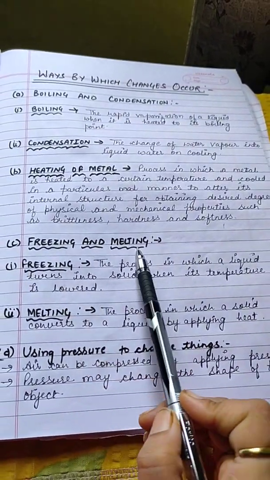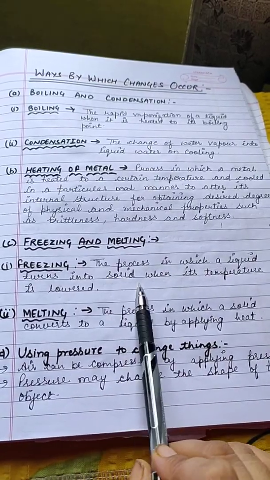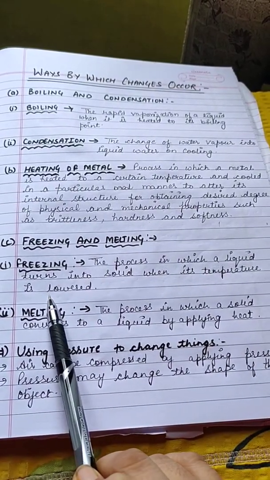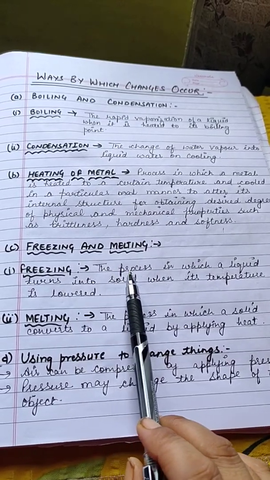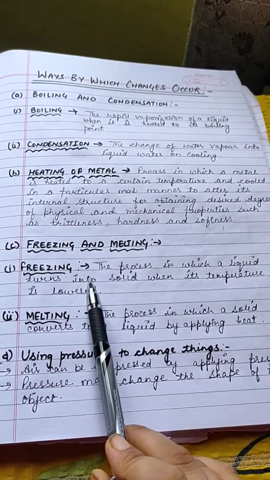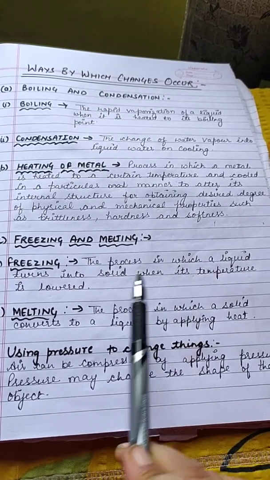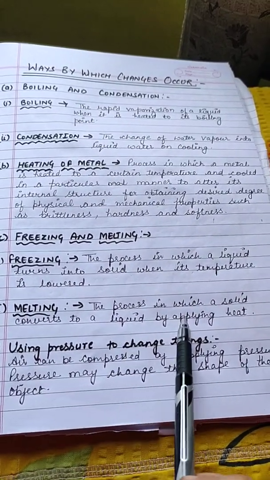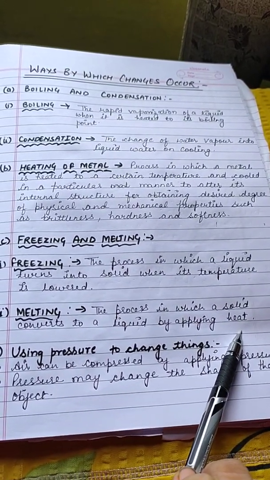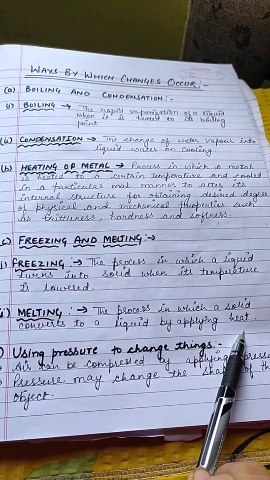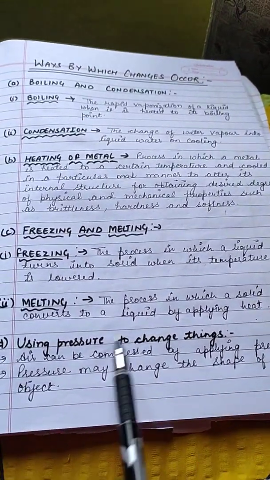Next is freezing and melting. First is freezing, the process in which a liquid turns into solid when its temperature is lowered. Ice is an example of freezing. Next is melting, the process in which a solid converts into liquid by applying heat. For example, melting of ice.